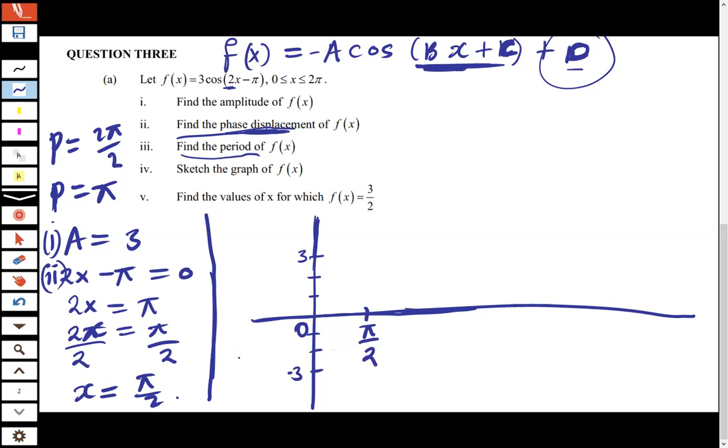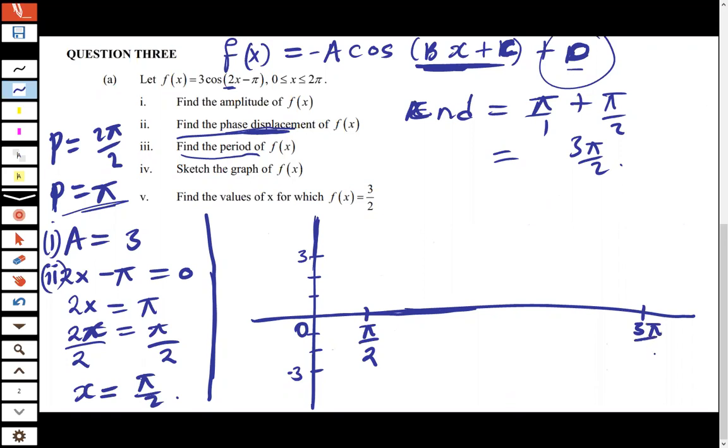Now, to find the point where this graph is going to end, I'm supposed to add the period to the phase displacement. So the end point will be pi, which is the period, added to the displacement in the x, which is pi over 2. When you find the common denominator, you discover that the answer is 3 pi over 2. So I'm going to have my 3 pi over 2 somewhere there.